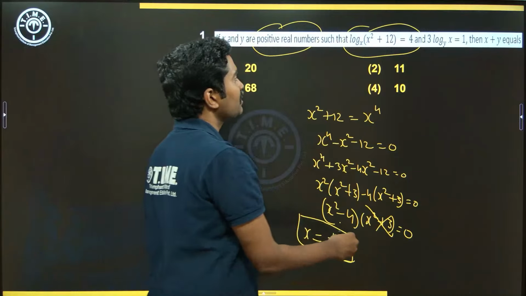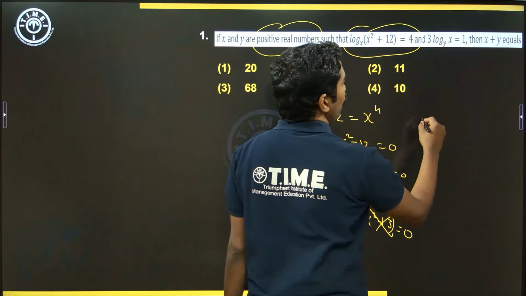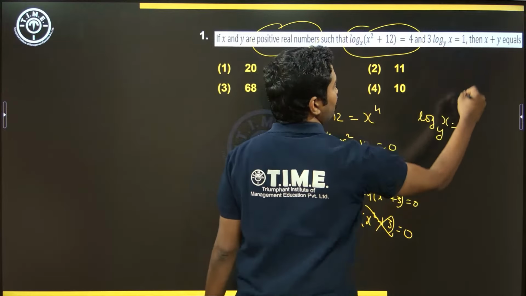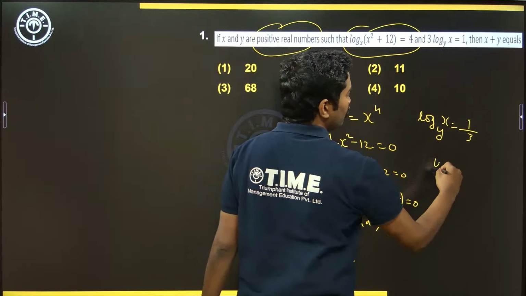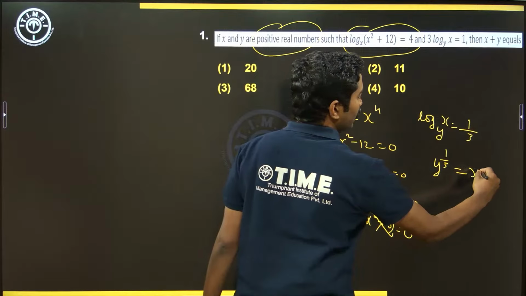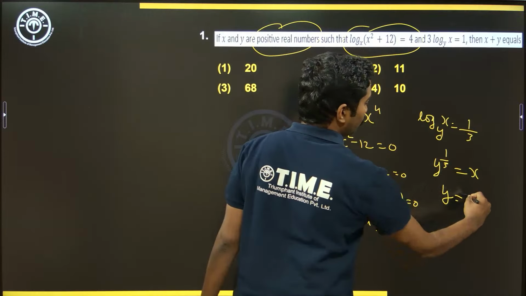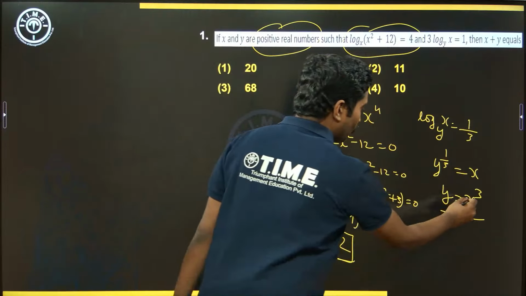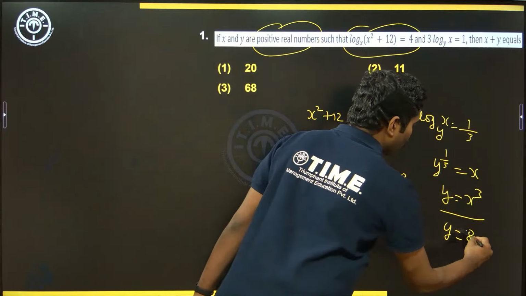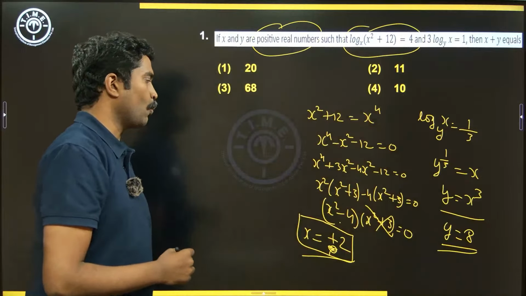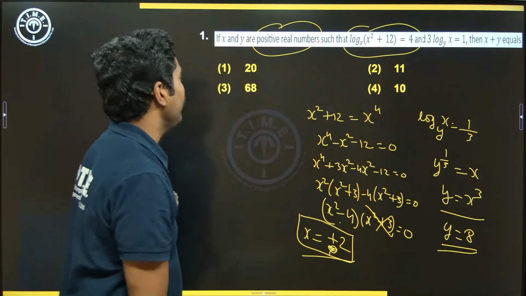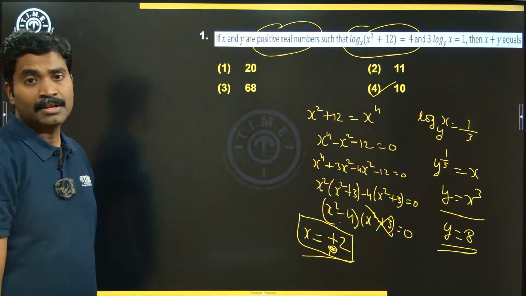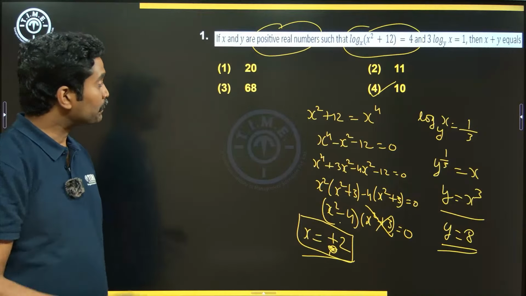Next one, 3 log x to the base y is equal to 1. So log x to the base y is equal to, sending the 3 here, 1 by 3. All right, y power 1 by 3 is equal to x. Okay, what is y? y is equal to x cube. I already have x. x is equal to 2. So what is 2 cube? y is equal to 2 cube, 8. x is 2, y is 8. What do I need? x plus y is option 4, 10. Okay, we're off to a good start. First question in our bag.